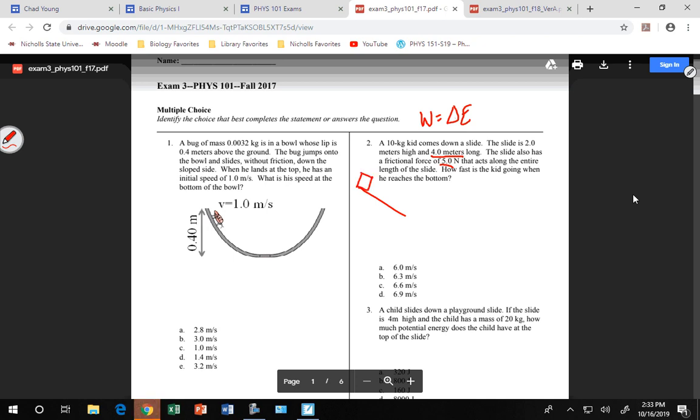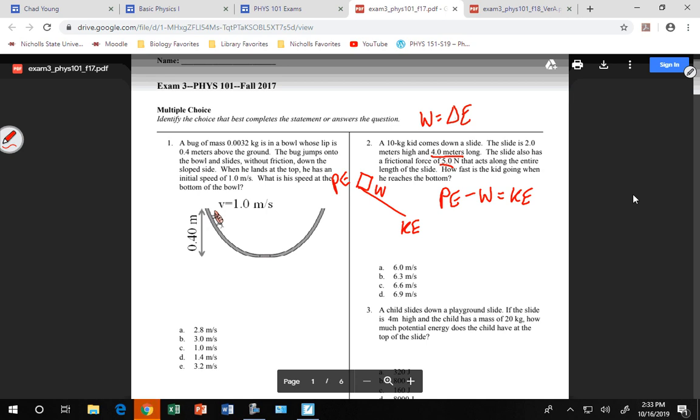At the top, he only has potential energy. At the bottom, he has kinetic energy. But in between, he has the work done by friction. So as he's sliding down, that work done by friction is taken away from him. So the potential energy minus the work that's taken away from him will be equal to my kinetic energy at the bottom.